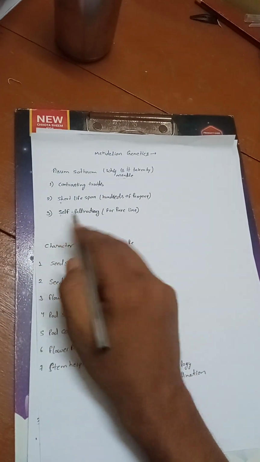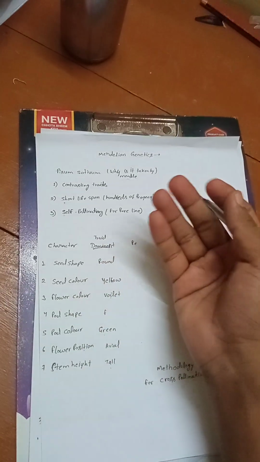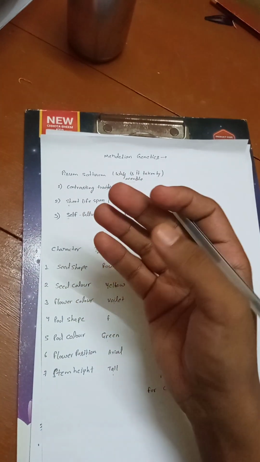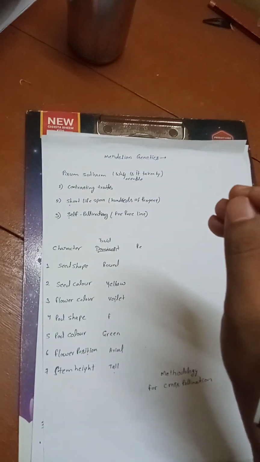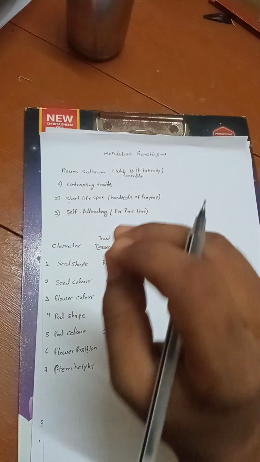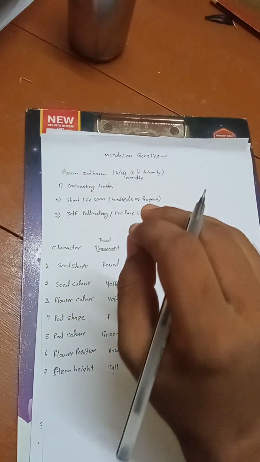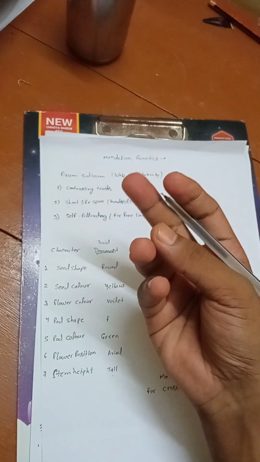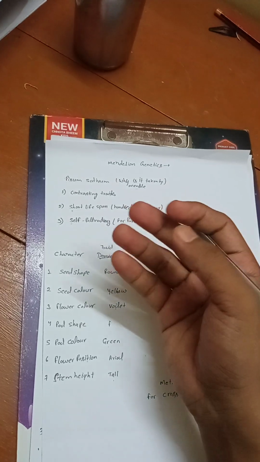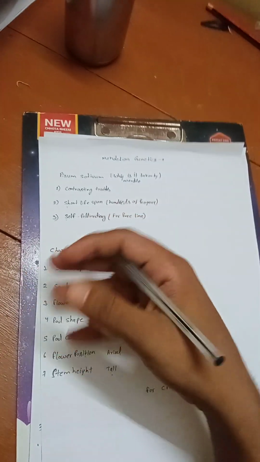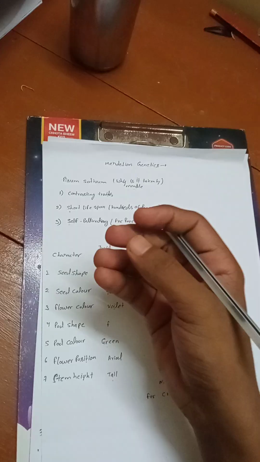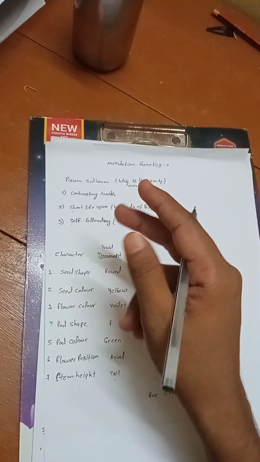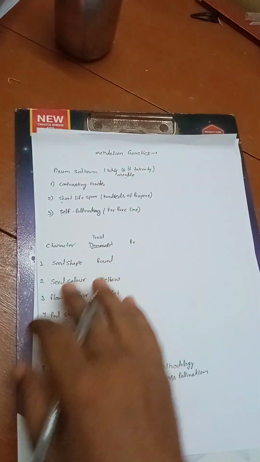And the third one is self-pollination. Mendel had the advantage of self-pollination to create the pure line. By selfing, Mendel created a pure line family. Another advantage is cross pollination. By artificial hybridization, Mendel could perform the cross pollination in pea plant by emasculation. Okay.